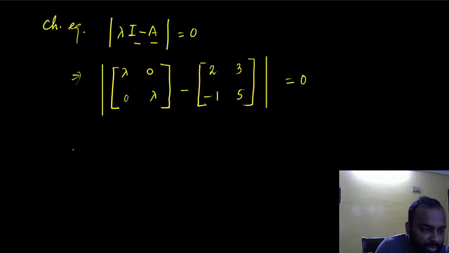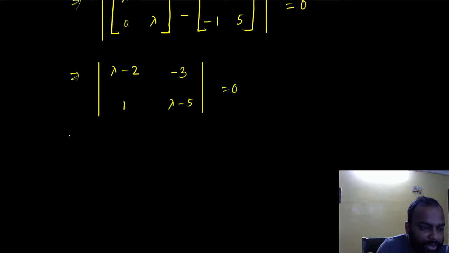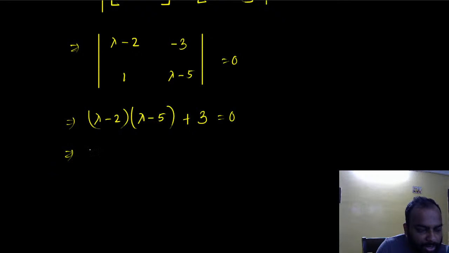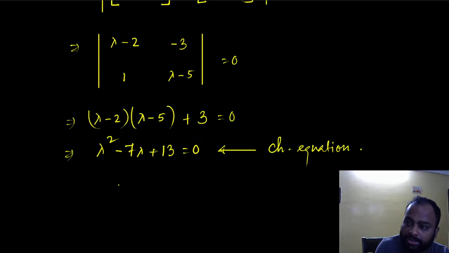Okay, and this is just a determinant: lambda minus 2, minus 3, 1, lambda minus 5, that's equal to 0, and you know how to calculate the determinant, so that becomes lambda minus 2 times lambda minus 5. For the 3 by 3 matrix it is slightly different. Okay, so you can calculate this, so this becomes lambda square minus 7 lambda plus 13 equal to 0. The idea is this is the characteristic equation, but this is also satisfied by the matrix itself.